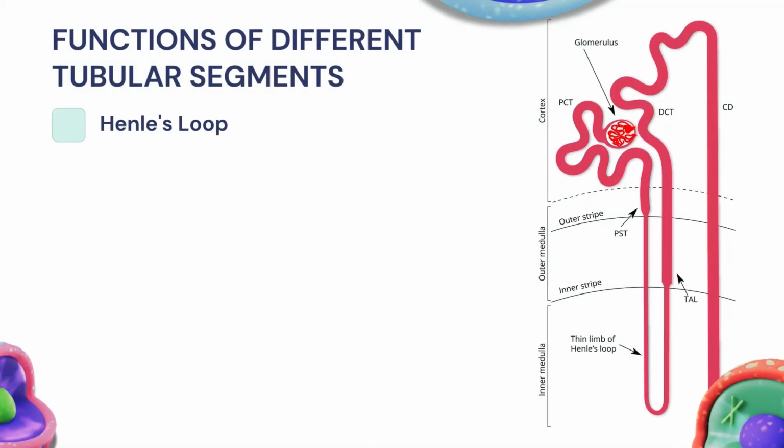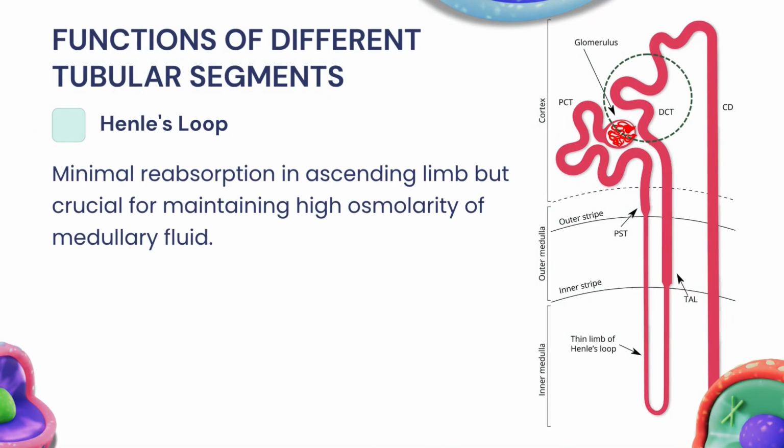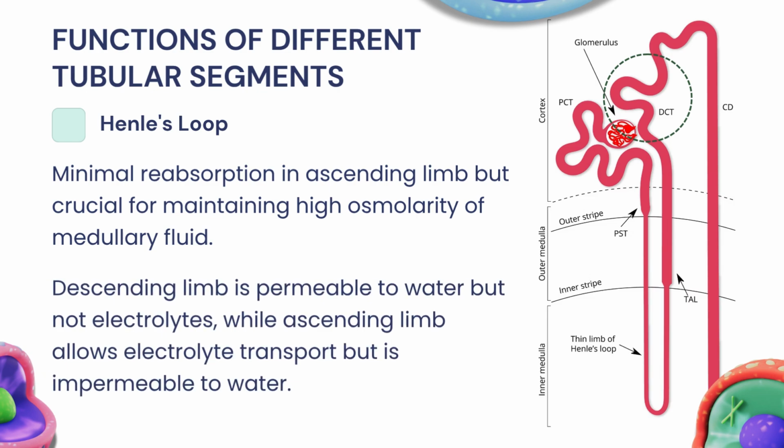Henle's loop. Minimal reabsorption in ascending limb but crucial for maintaining high osmolarity of medullary fluid. Descending limb is permeable to water but not electrolytes, while ascending limb allows electrolyte transport but is impermeable to water.